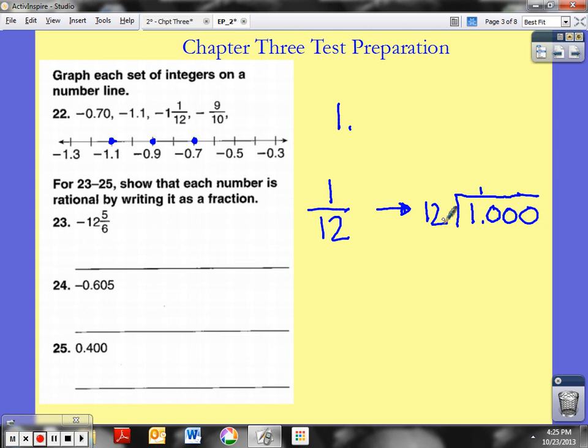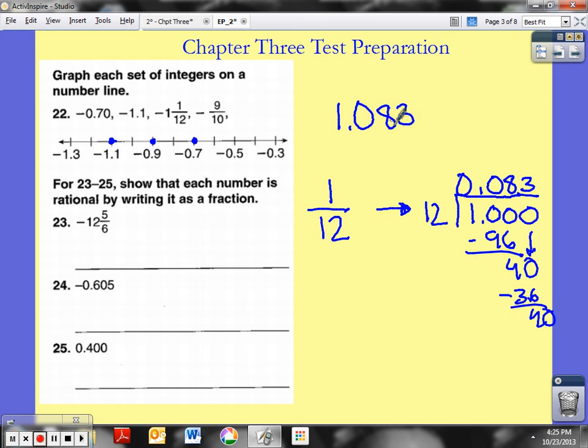12 goes into 1 0 times. 12 goes into 10 0 times, doesn't it? Am I right so far? 12 goes into 100, I think, roughly, is it 8 times? Let's try 8. 8 times 12, I think, is 96. Subtract, that's 4. Bring down a 0. 4 goes into 40, I think, 3 times. Right? That's 36. Subtract, that's 4. Bring down a 0. Looks like it's a repeating decimal, so this is 1 and 83 thousandths, and it's a negative 1 and 83 thousandths.